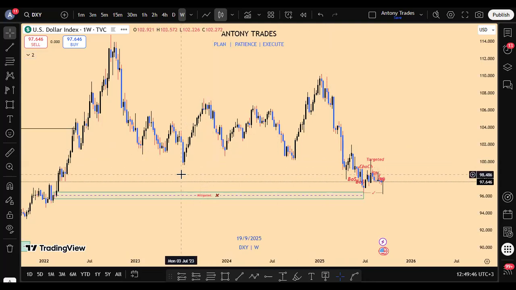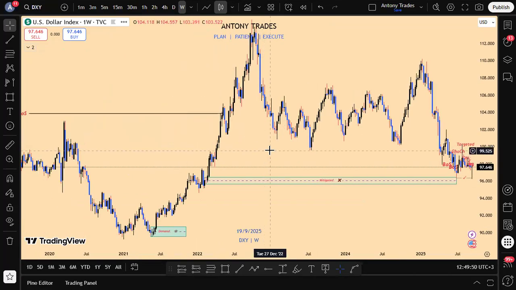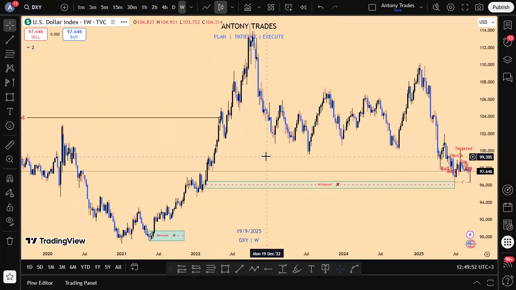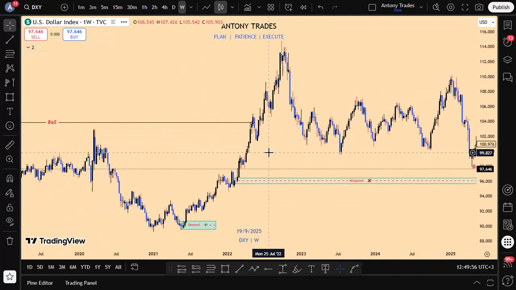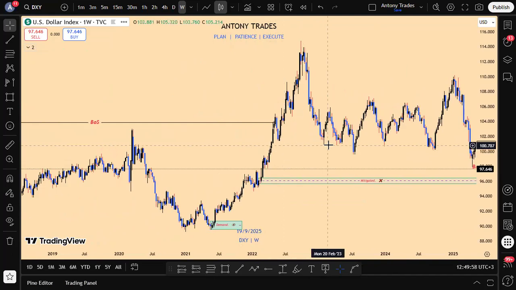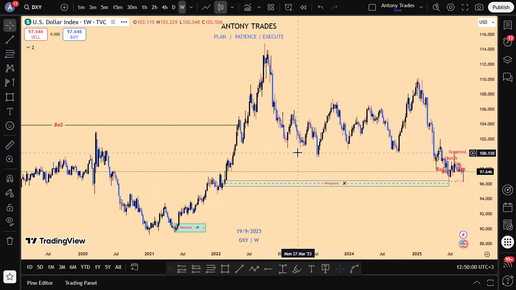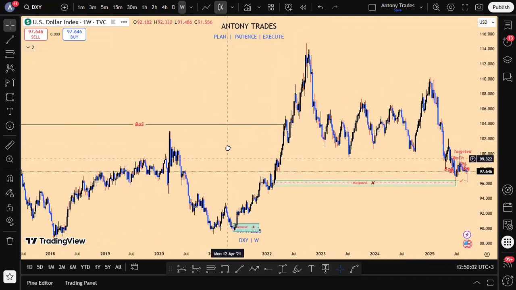So today is Sunday, and as usual on Sundays we do our analysis. So let's do our analysis. I have a few pairs with me that I would like us to analyze today. I will start with the DXY.